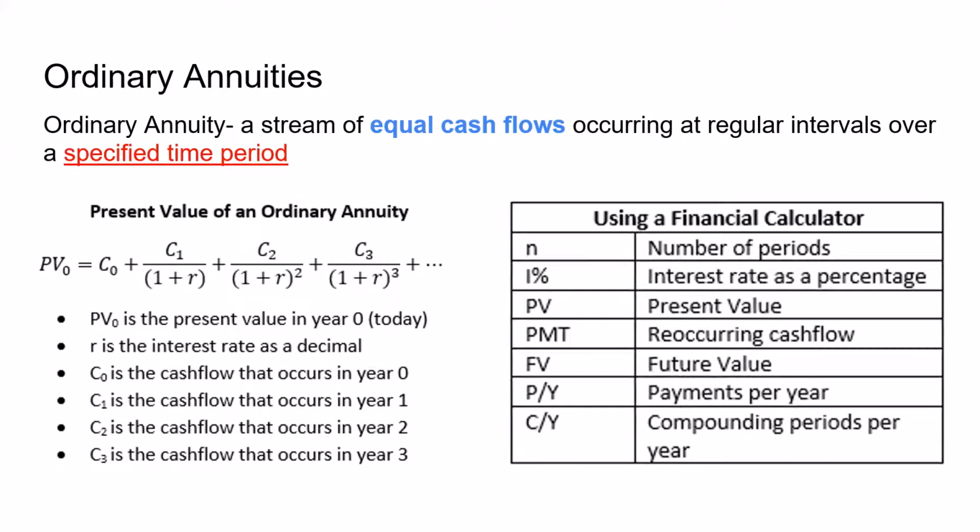The second method is using the financial calculator method on the right. This is generally quicker. However, the calculator only works if each period has the same interest rate. If each period has a different interest rate, you'll have to use the formula on the left. When using the financial calculator, N is our number of periods, I is the interest rate given in the question written as a percentage, PV is the present value, PMT is the recurring cash flow, FV is the future value, PY is the number of payments per year, and CY is the number of compounding periods per year. Keep in mind that if you're using the formula method, you want to input your interest rate as a decimal. If you're using the financial calculator, you want to input your interest rate as a percentage.